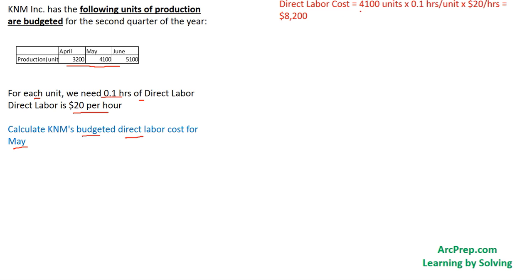Direct labor cost is nothing but, I need to produce 4,100 units. For each unit I need to spend 0.1 hours, and direct labor cost is $20 per hour, and my direct labor cost turns out to be $8,200. 4,100 multiplied by 0.1 multiplied by $20.